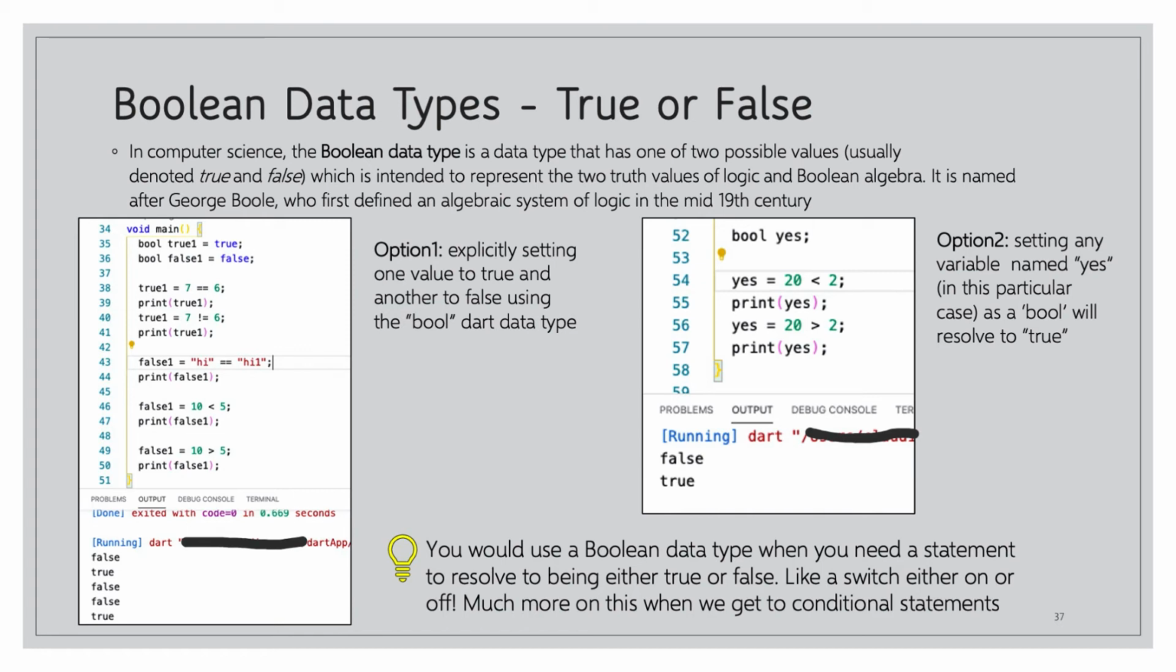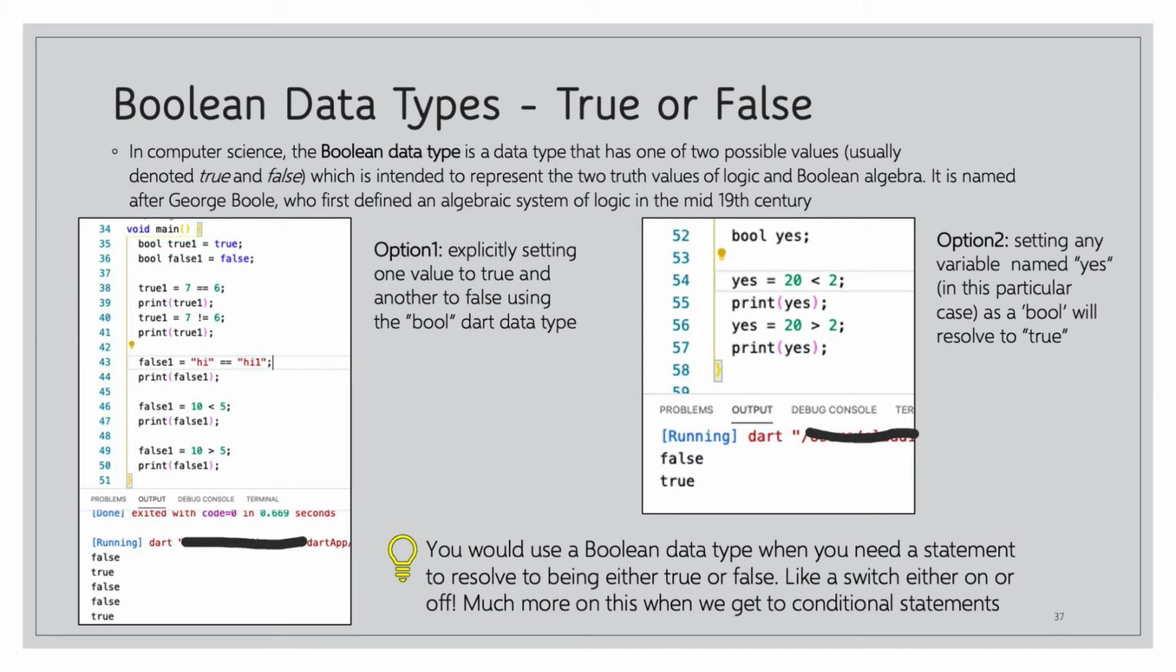It is named after George Boole, who first defined an algebraic system of logic in the mid-19th century. So on the left-hand side, option 1, we are explicitly setting one value to true and another to false using the bool Dart data type. So instead of string, instead of int, we preface the name that we choose, in this case true 1 and false 1, with the bool data type.